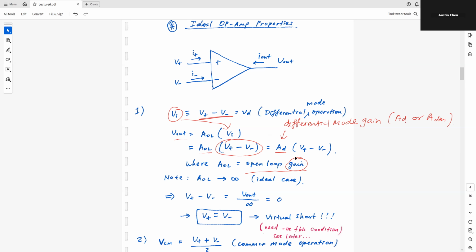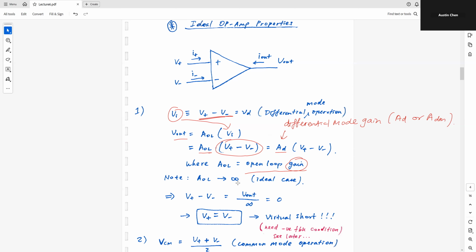Now if you look at this equation again, this is trying to tell you that if I take the difference between the V plus and the V minus, the delta between these two, and then I send it into this triangle, this op-amp, then at the output, I'm going to see something like AOL times this difference. Okay, where AOL for an ideal op-amp is equal to infinity.